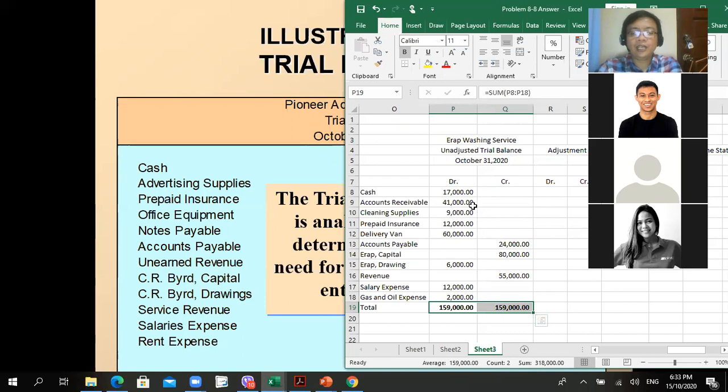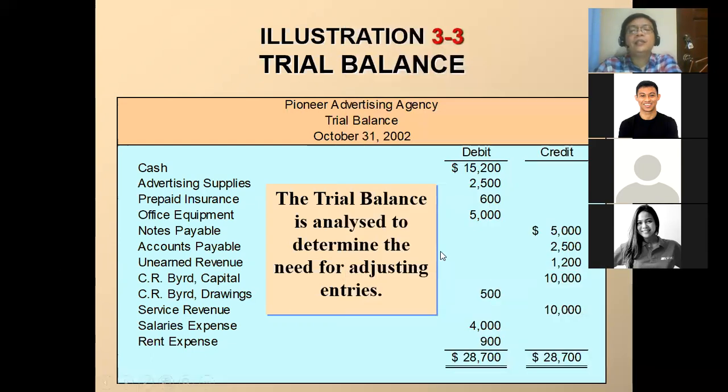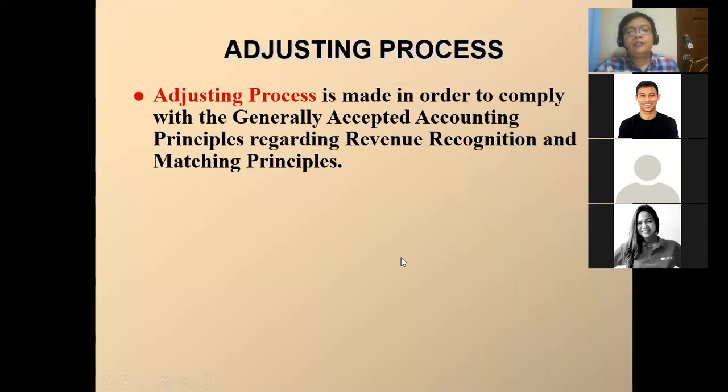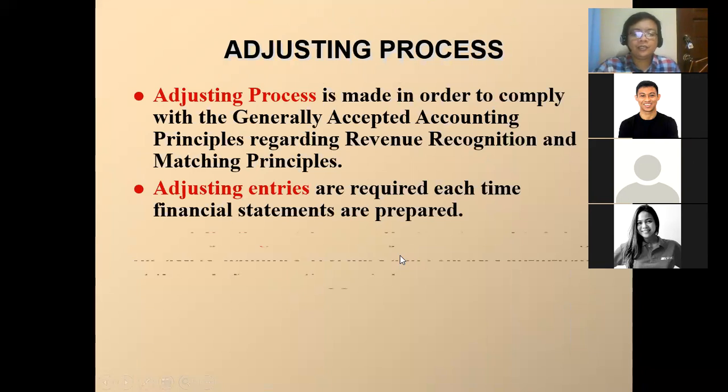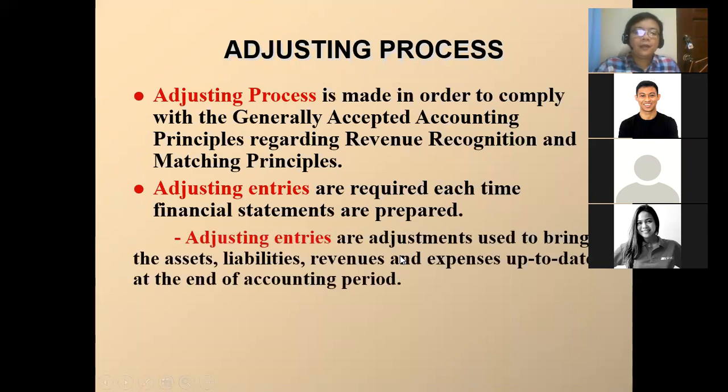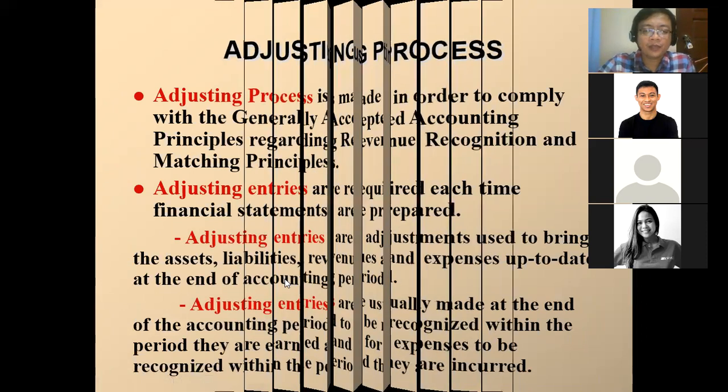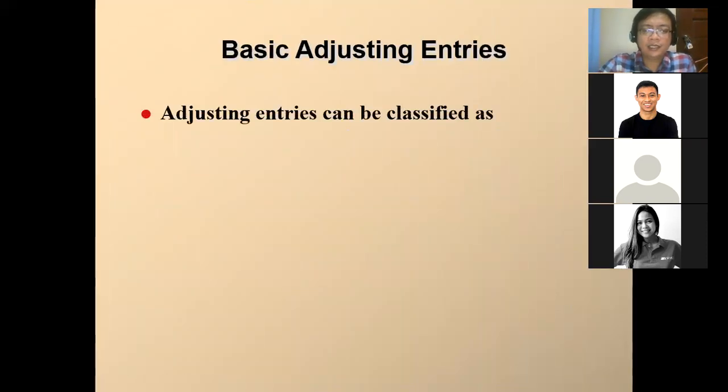So what do you think we will adjust here? Prepaid for sure. What else? I think that's all. Okay, later. The supplies. These two are supplies. So we will adjust this. In terms of adjusting entries, it is under GAAP. Required each time you prepare your FS. Okay. Adjustment also.